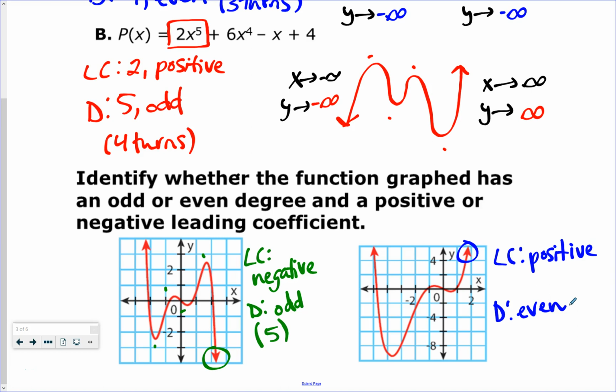So same direction. What's another way to figure that out, Emily? To figure out what? That it's an even number. He said because they were both going the same way. What's another way to figure out that it's an even number? Adam, what do you think? You can count up the thingies and then add 1 to it. Okay, so count up the turns. There's 3 turns. Add 1 to that. My degree is 4, which is an even number. There's a couple ways to get your degree.